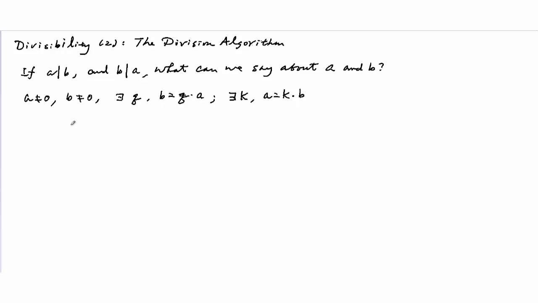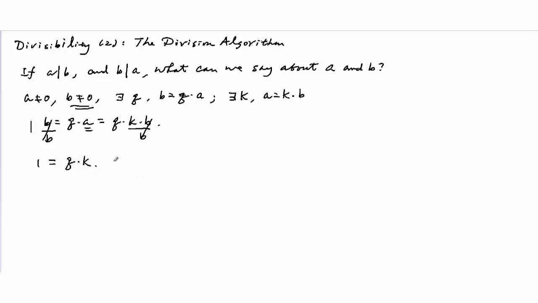Now if you look at this, B equals Q times A, but A is K times B, so you replace A with K times B. Now because B is not 0, we can divide by B on this equality and cancel the B, then this is 1, so you end up with 1 equals Q times K, right?